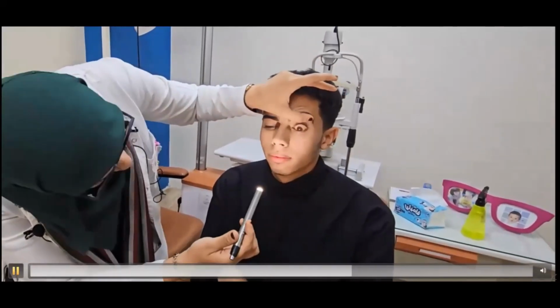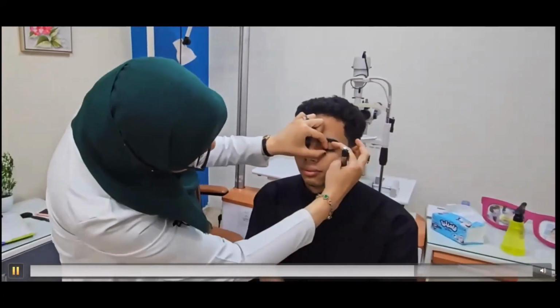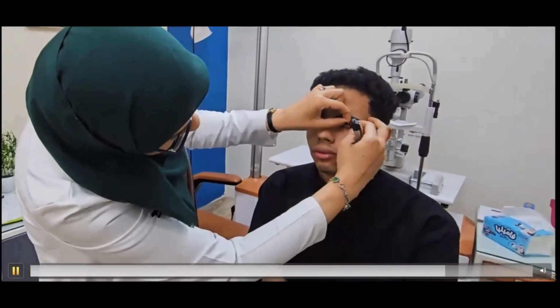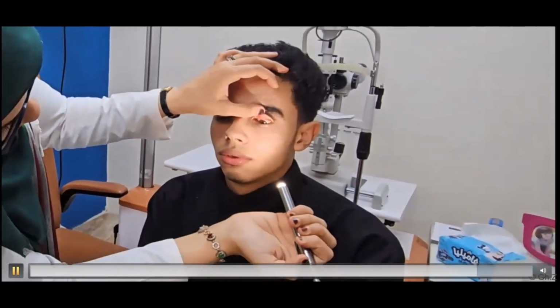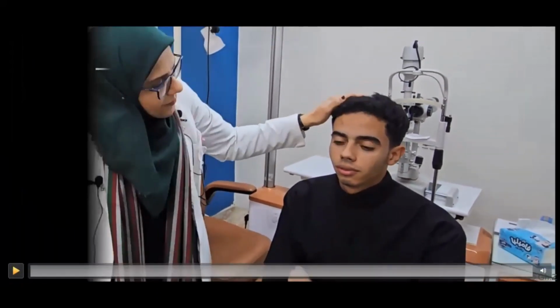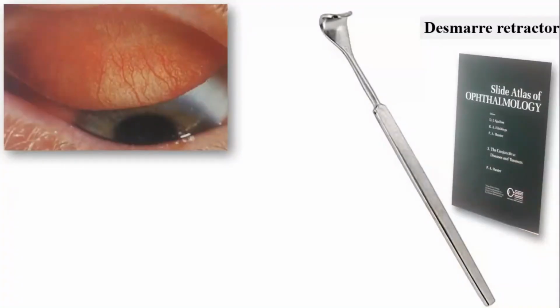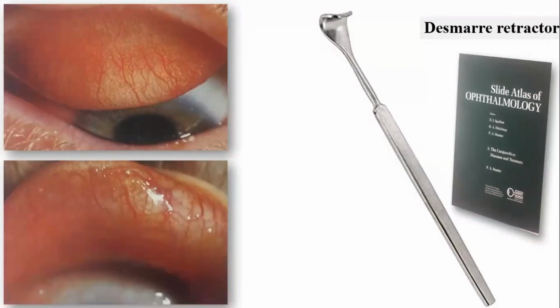And you have to do the same on the other side for comparison. Whenever you evert the upper eyelid, you have to return it back after you finish. And you have to hold a light source to inspect the conjunctiva. Sometimes we do lid eversion on the slit lamp. And sometimes you may need to double evert the upper eyelid by using the Desmarres retractor. In upper lid eversion, you can see only the palpebral conjunctiva, but in double eversion, you can check the upper fornix. And you need a tool for double eversion.